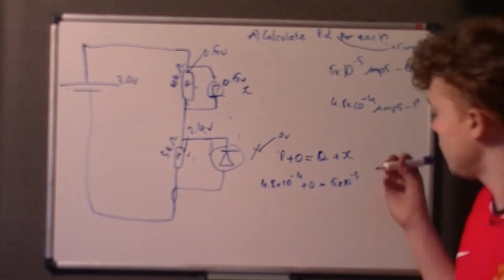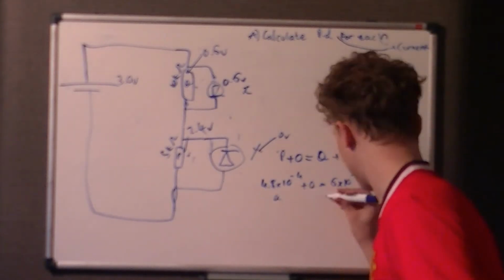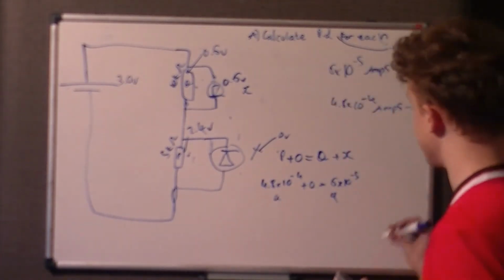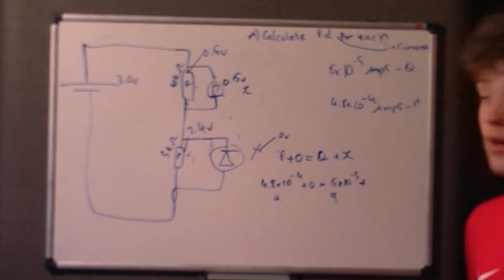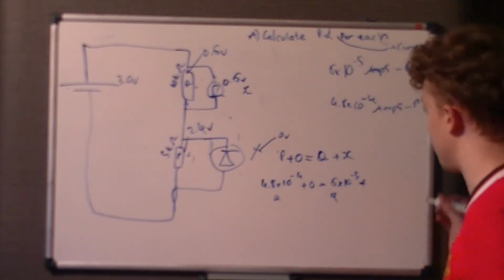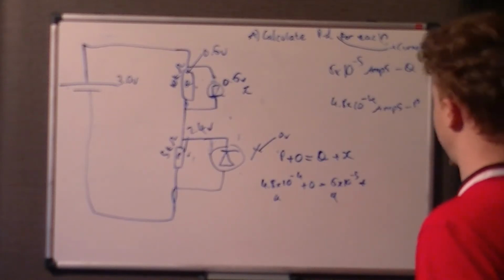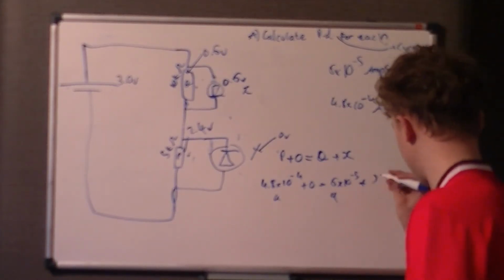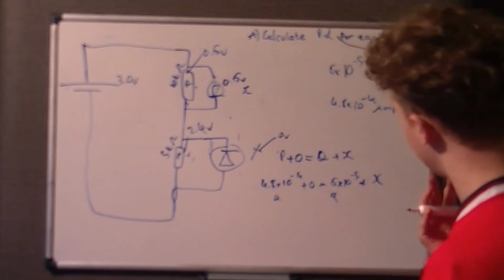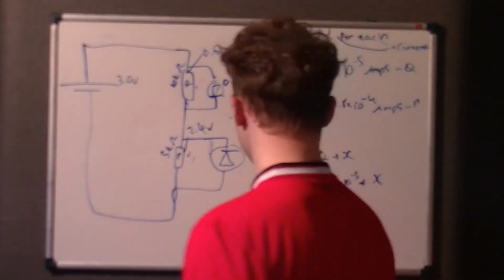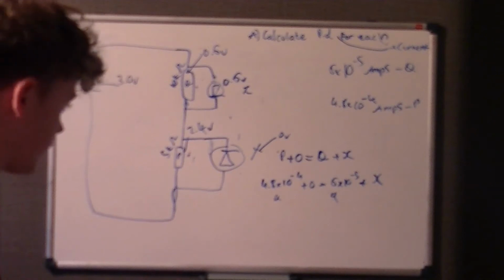I'll shorten it down to A, so I'm not taking up too much space for my working out. Obviously, you put the units in plus the current at X. So we've got this equation here.